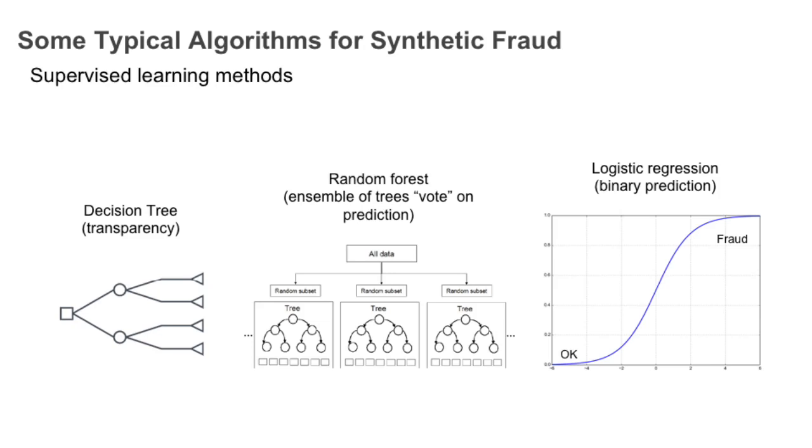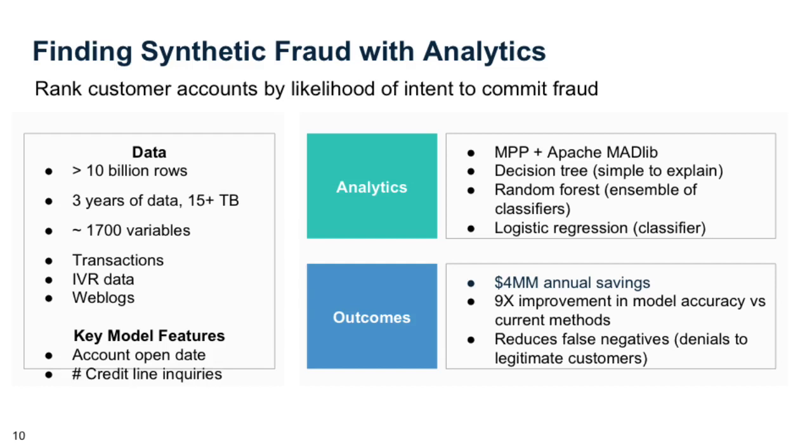Here's an example of an actual engagement done by Pivotal data scientists to help a bankcard processor uncover synthetic fraud. Before the engagement, the customer was suffering from disjointed data files that were difficult to work with, and a very slow and manual workflow process that was unable to capture all the truly malicious accounts. But by examining large volumes of data, in this case 3 years or over 15 terabytes worth, and over 1,700 variables, we were able to tease out certain factors, such as the account open date and the number of credit line inquiries, and build those into a predictive model to find fraud.